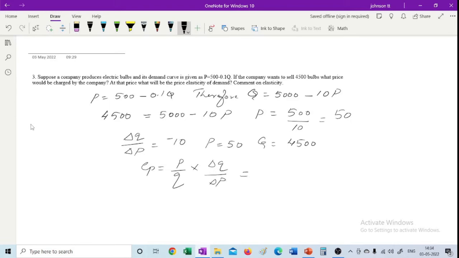So that is equal to 50, P is 50, divided by 4500, multiplied by delta Q by delta P, which is -10. So that is equal to -0.11. So what can we say about elasticity? The value of elasticity is only 0.11. Here also we can ignore the sign. But even ignoring the sign, the elasticity value is 0.11. So that is less than 1. Since it is less than 1, we can say this commodity has less elastic demand. So the demand of the product is less elastic.